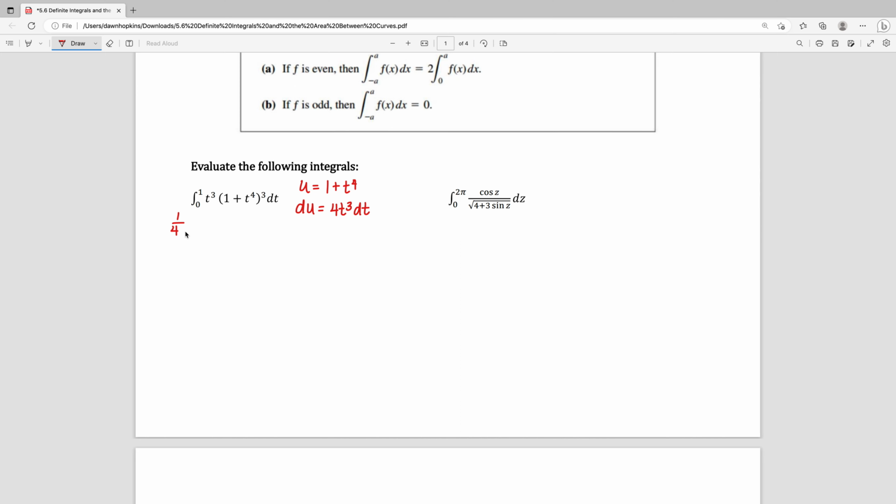So in other words, I could have this. Now I can do my u substitution. U is 1 plus t to the 4th, so I'll have u to the 3rd power, and then the 4t cubed dt just becomes du.